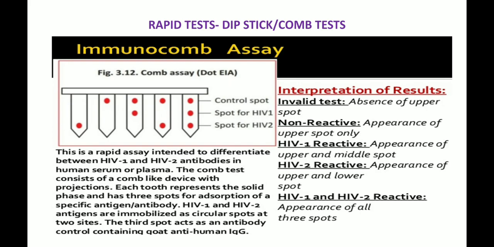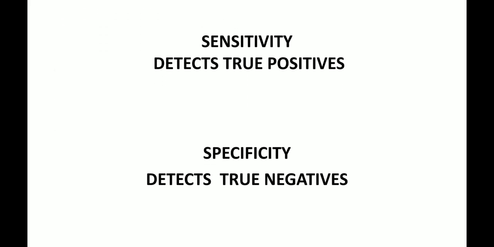Right. So this is about the rapid testing and the ELISA testing. Please remember that we always use these two terms whenever we deal with these tests: sensitivity and specificity. Remember, sensitivity detects true positives and specificity detects true negatives. Even if a little amount of antigen or antibody is present, the test will be sensitive, and we can confirm it further. For all those tests which have good specificity, you can definitely confirm whether HIV-1 or 2 is present or not.